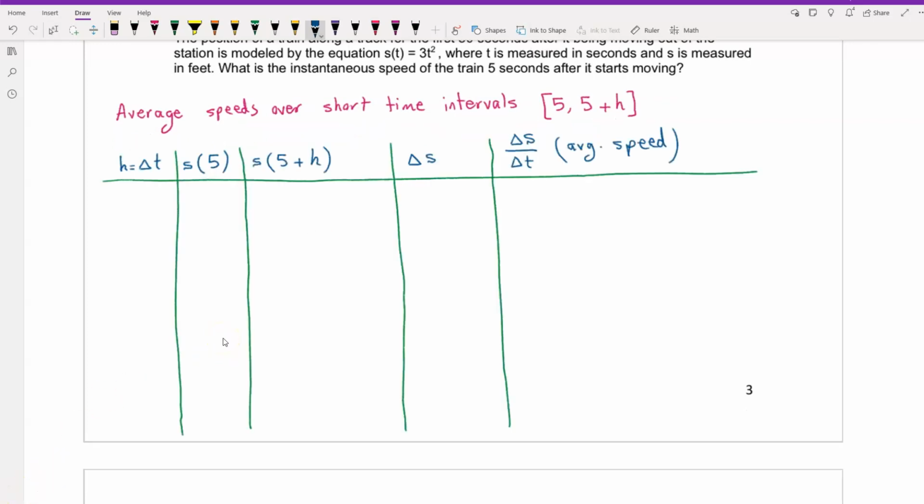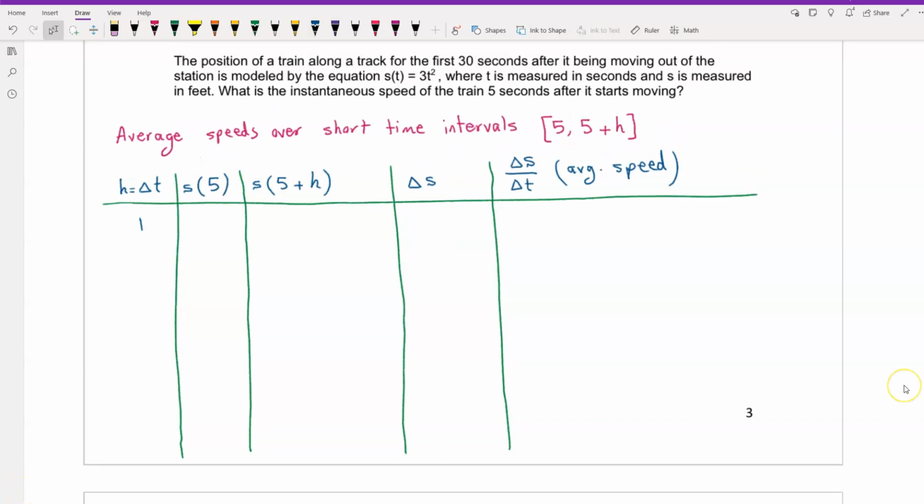So to find average speed, we have to find change in s, where s is our function, divided by change in t. So starting with the first column, for change in t, I'm going to have 1. So for h, instead of using 0, we're going to have shorter and shorter time intervals. We'll use 1 first, and then I'm going to use smaller numbers. Second column, we have s of 5. So instead of t, we have 5. Using this function, we have 3 times 5 squared. So the answer for this part is 75.